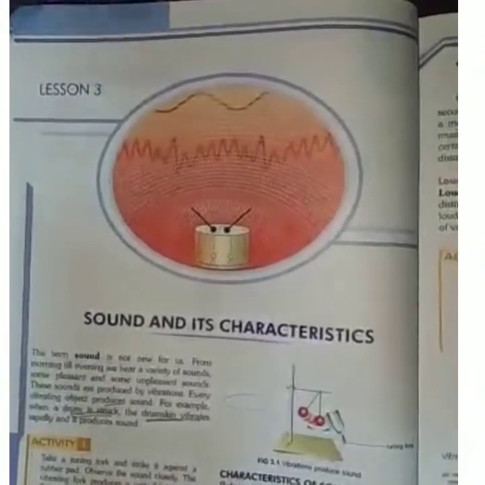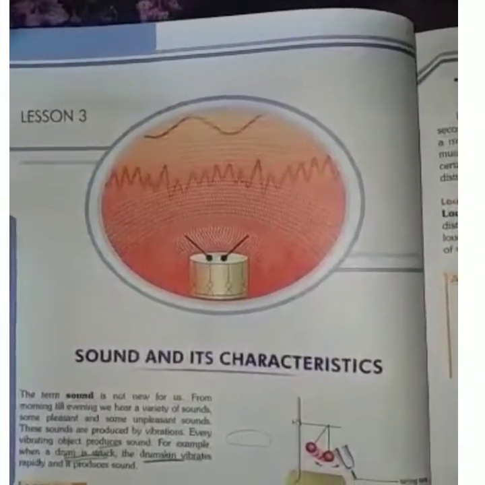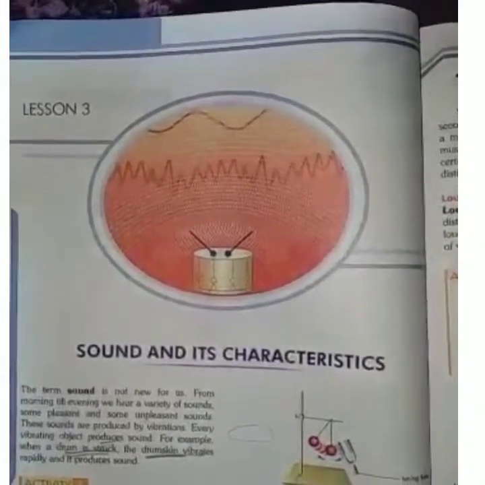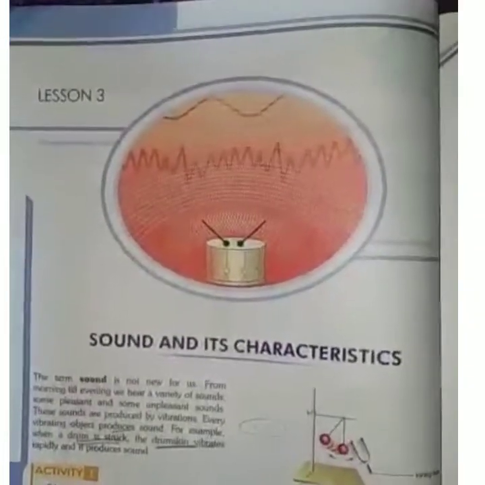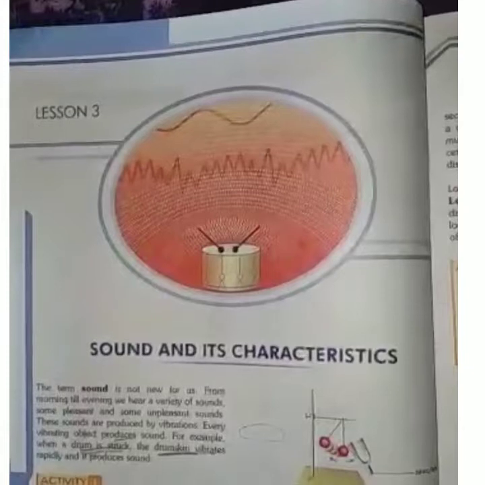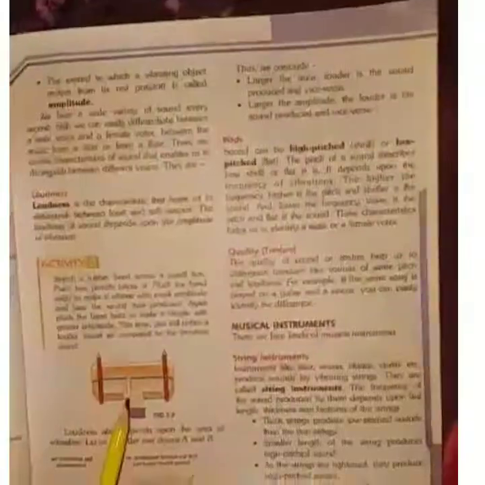Characteristics of sound, just now I told you, we have frequency. What is frequency? Number of vibrations made by a vibrating body in 1 second is called frequency. SI unit is Hertz, and the time taken to complete one vibration is called the time period.